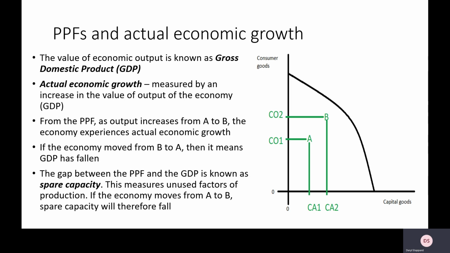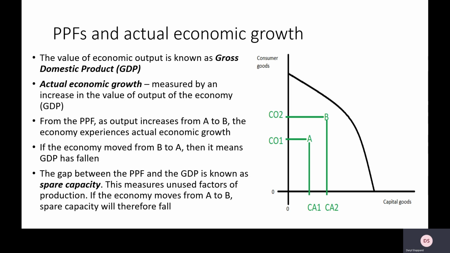Now, if the economy was to move from point A to point B, it would mean the economy has experienced actual economic growth. This will mean that the value of the goods and services produced in the economy has increased. Okay, so in the diagram, we can see that the production of consumer goods and capital goods increases when we move from A to B. This will be a physical increase in the output of the economy. What you can see then is that the amount of spare capacity has fallen. So at point A, the gap between A and the PPF is huge. When you move to B, the gap has got smaller.